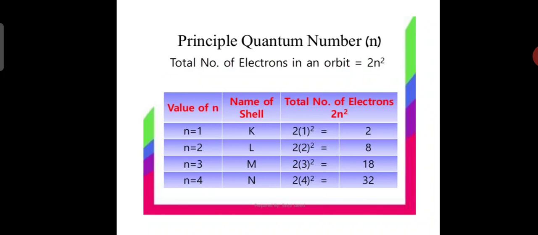Next, how about if the energy level is 3? Same process. 3 squared is equal to 9, times 2 is equal to 18. How about in energy level number 4? 4 squared is equal to 16, times 2, that will give you a maximum of 32 electrons. So here are the total number of electrons in each energy level. Just use the formula 2n squared.